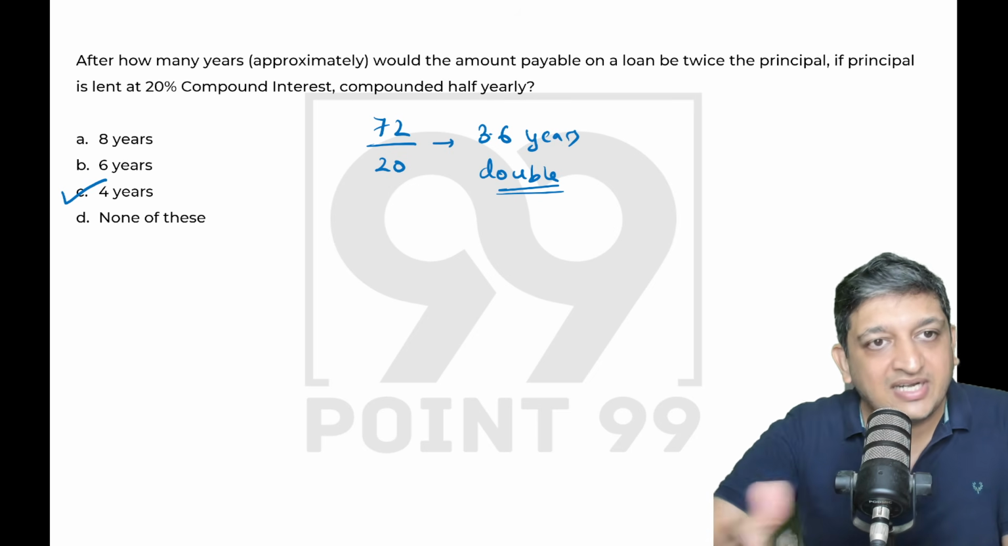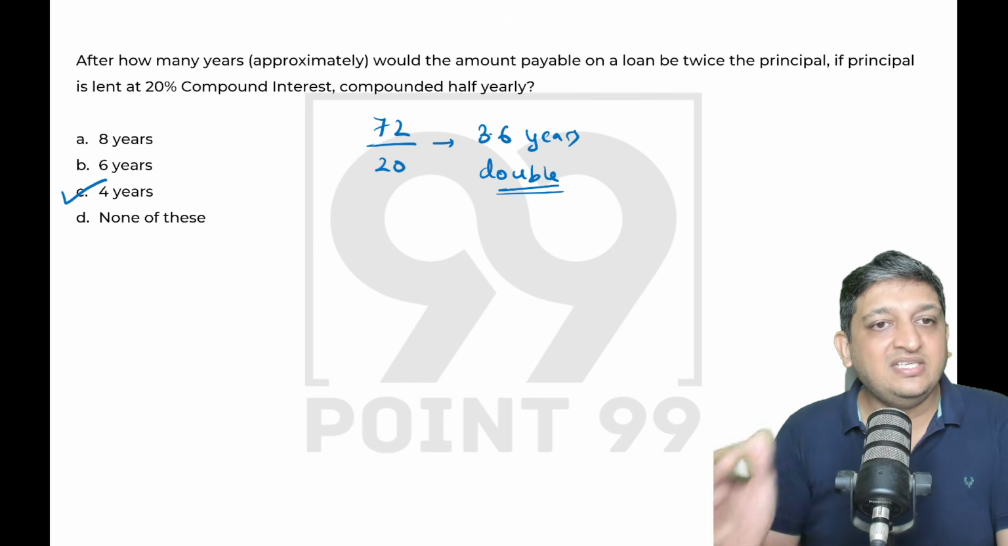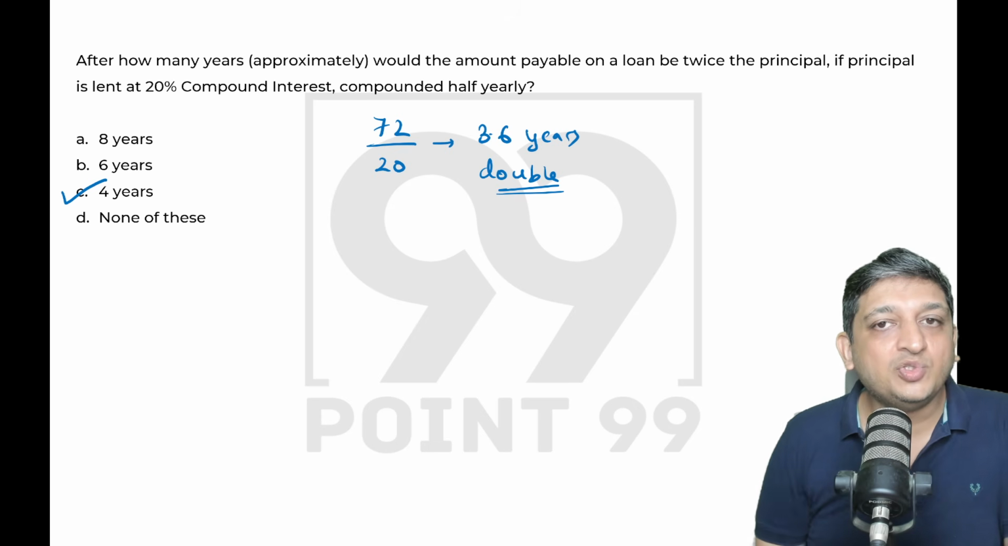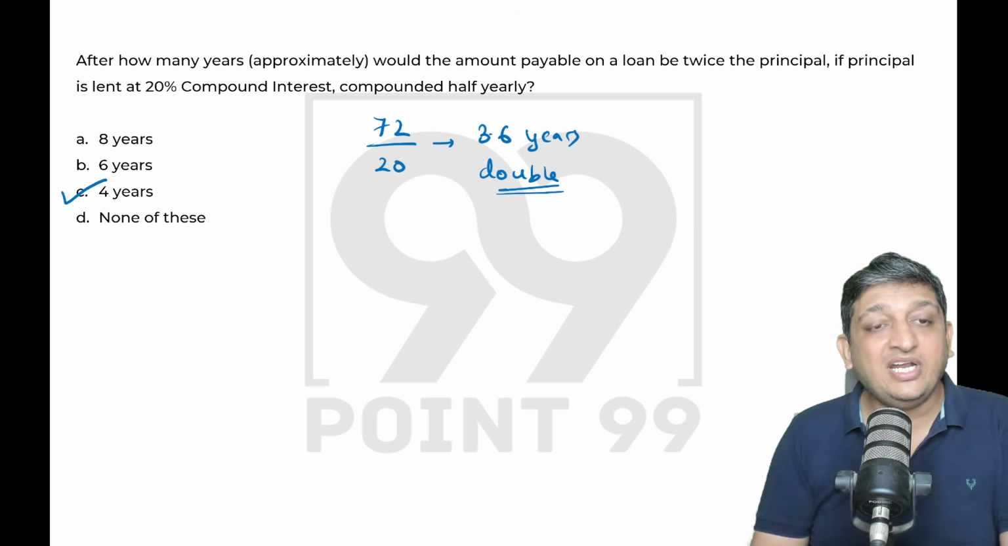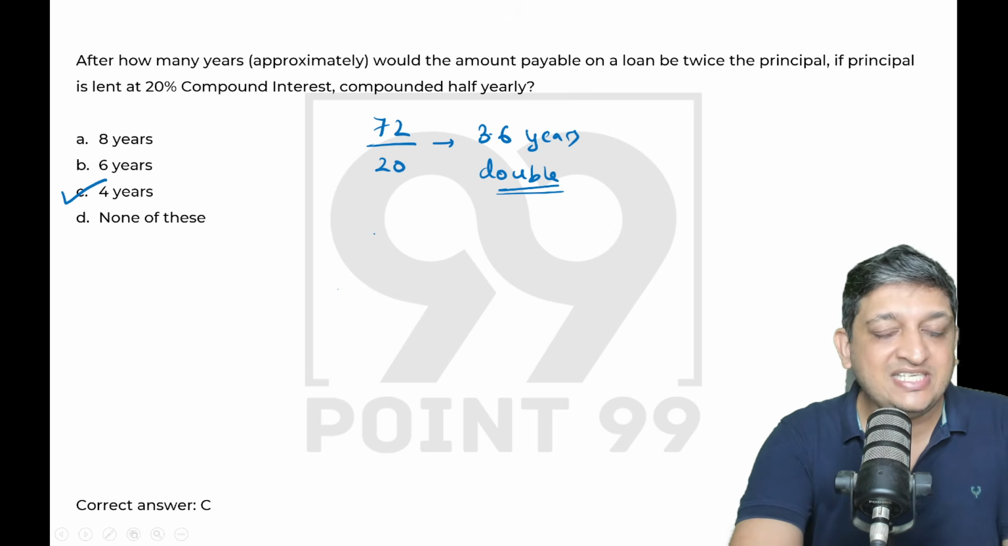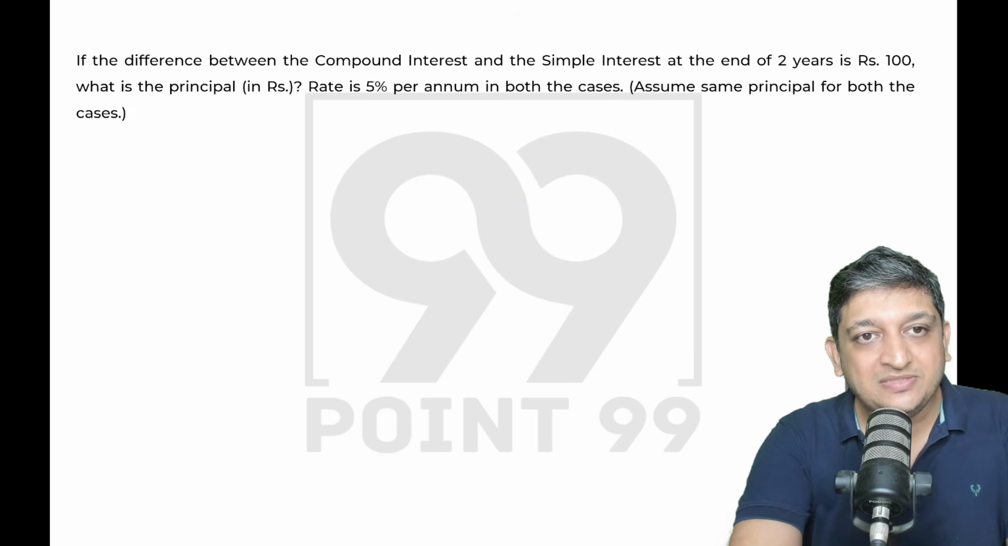Even if we had invested it at 20% interest, we would have taken 3.6 years to double it, which basically means that it is going to be very close to 4 years compared to 6 years or 8 years. And that is why the correct answer to this question is going to be option C. Let's look at the next question.